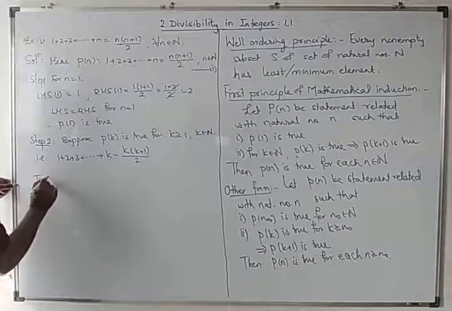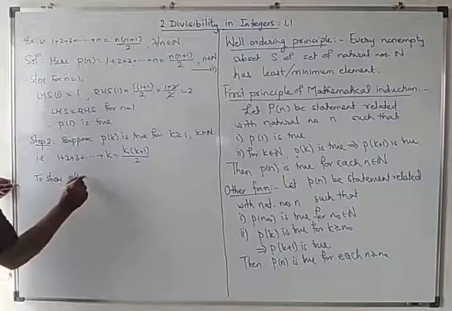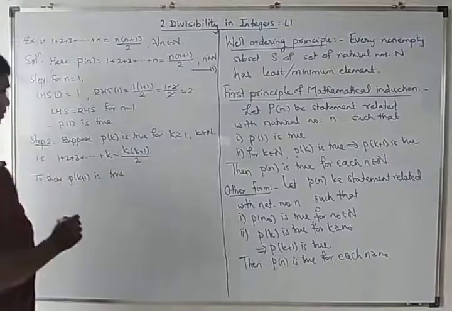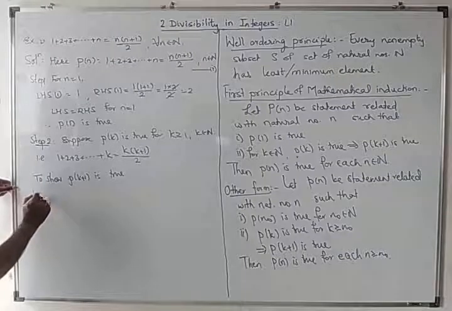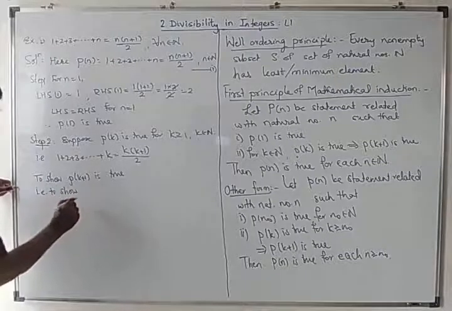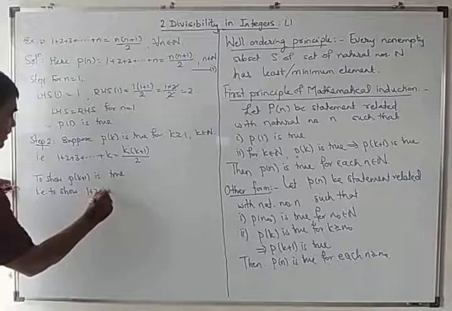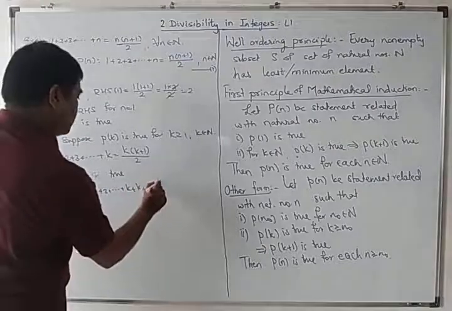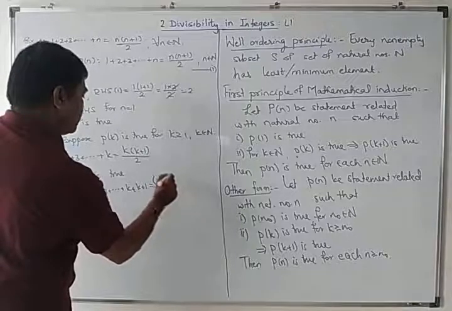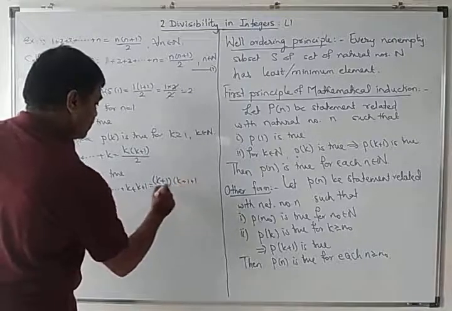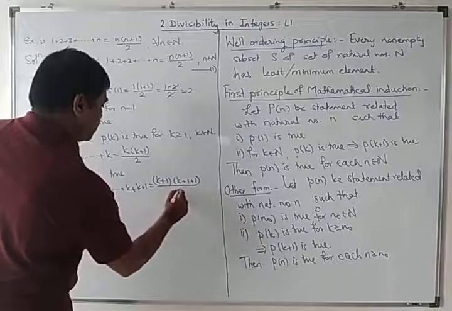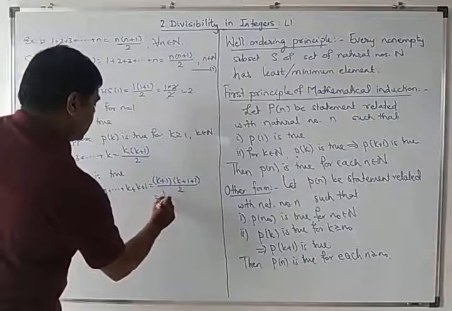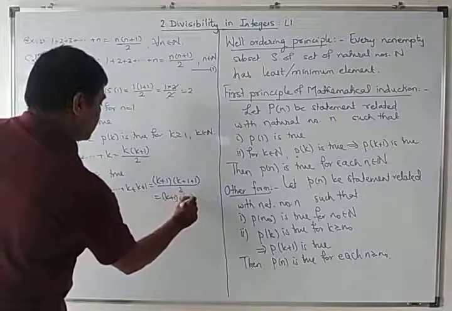To show P of k plus 1 is true. That is, to show 1 plus 2 plus 3 plus ... plus k plus 1 is equal to k plus 1 into k plus 1 plus 1 by 2. This is our aim, right? Which is nothing but k plus 1 into k plus 2 by 2.